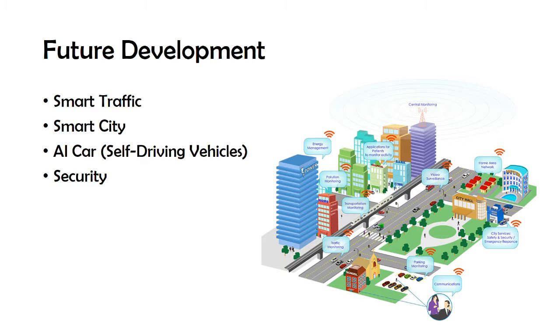Future development. The future development of the traffic monitoring system will be smart traffic. But why? We saw the smart traffic in the first page. Because the system is not smart enough to self-configure in traffic control. It is still a growing system that interacts with the Internet of Things.